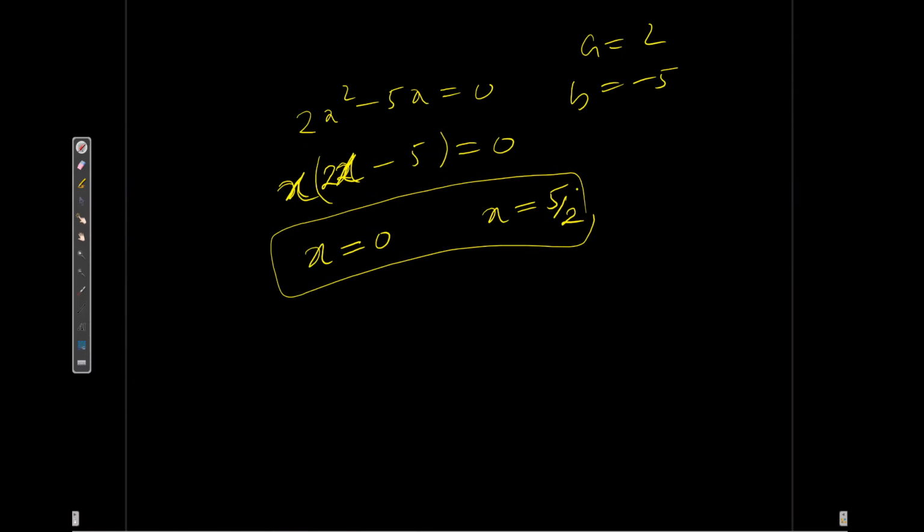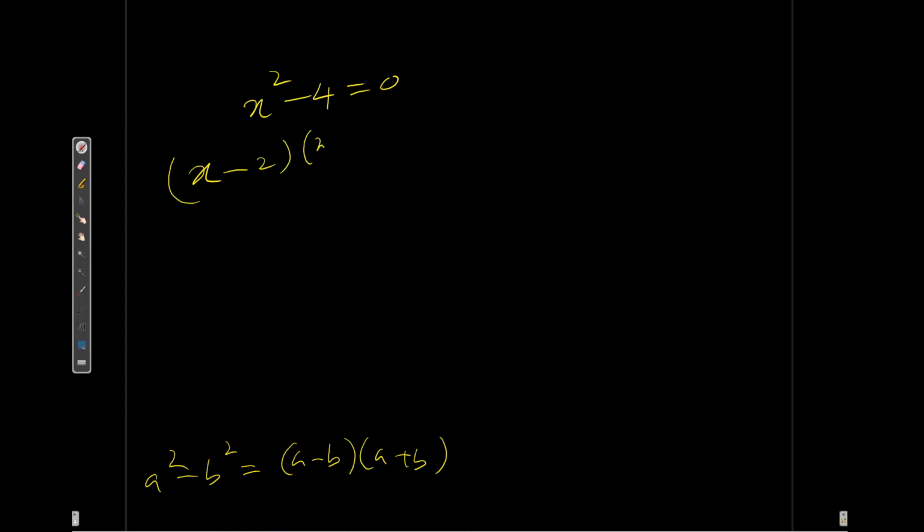Now, let me take this example. X squared minus 4 equals 0. Now, you can factor this. Difference between two squares. Can you remember that? A squared minus b squared equals a minus b into a plus b. So using that, x minus 2 into x plus 2. So our solutions are going to be x equal 2 or x equal negative 2. Sometimes when this happens, we write it like this, plus or minus 2.